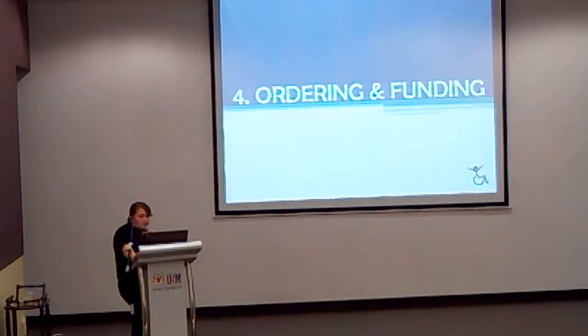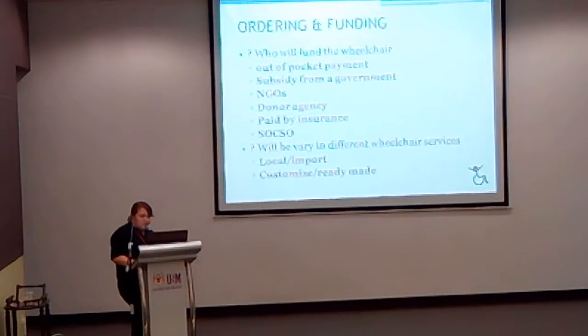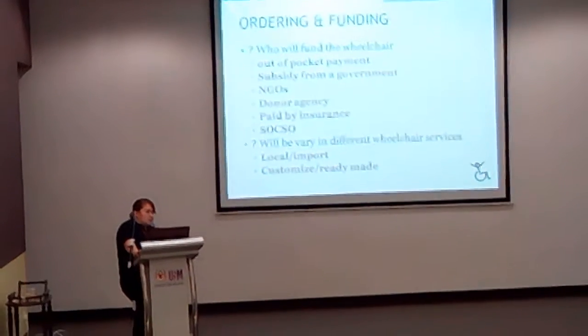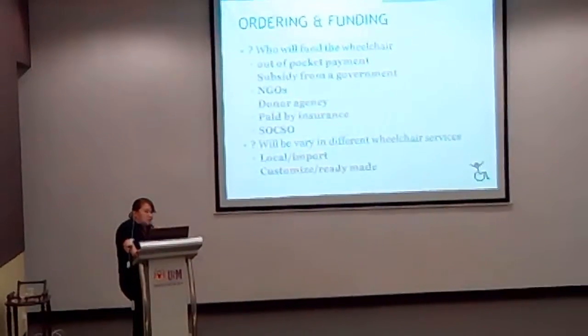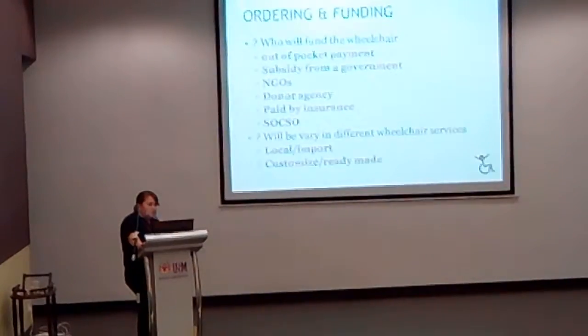Okay, number 4, this ordering and funding. Like just now kita dah dengar dengan pegawai kebajikan kita kan tadi. So we have to identify, is that patient going to buy the wheelchair use their own money or subsidize from the government or NGOs. Everything we have to know how patient will get the wheelchair. Is that from paid by insurance or so.